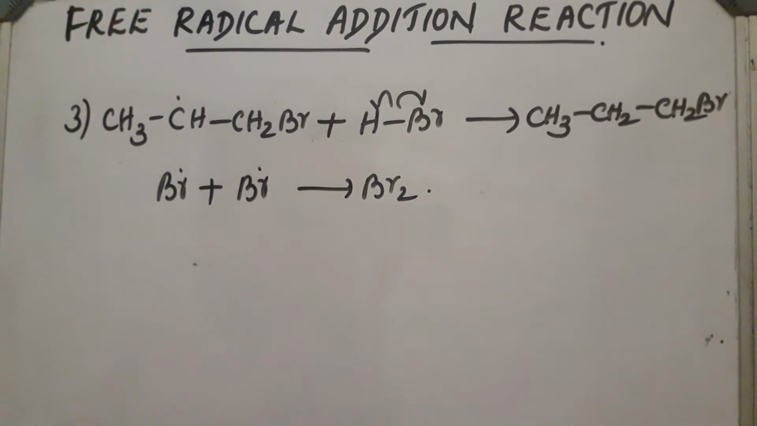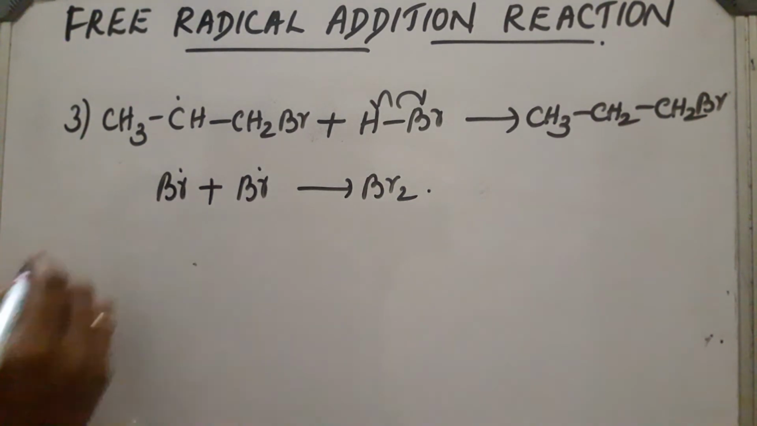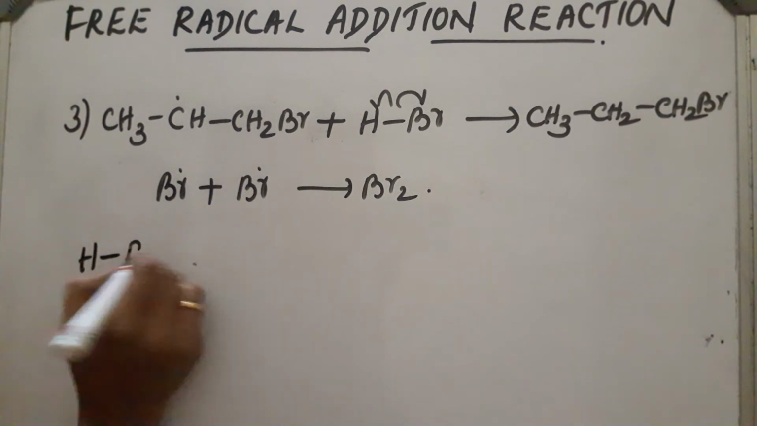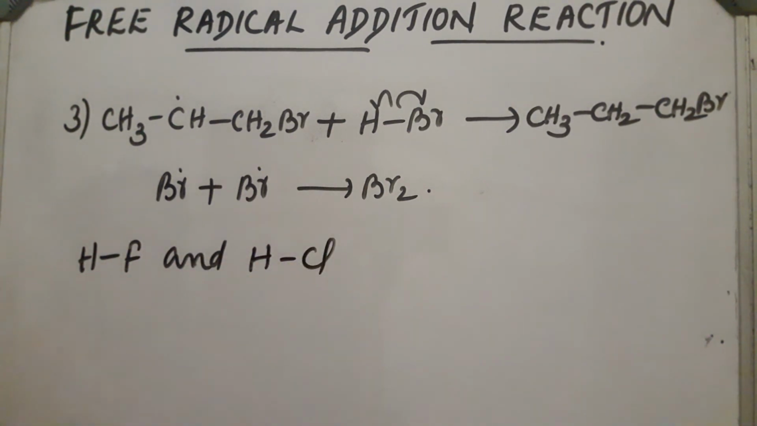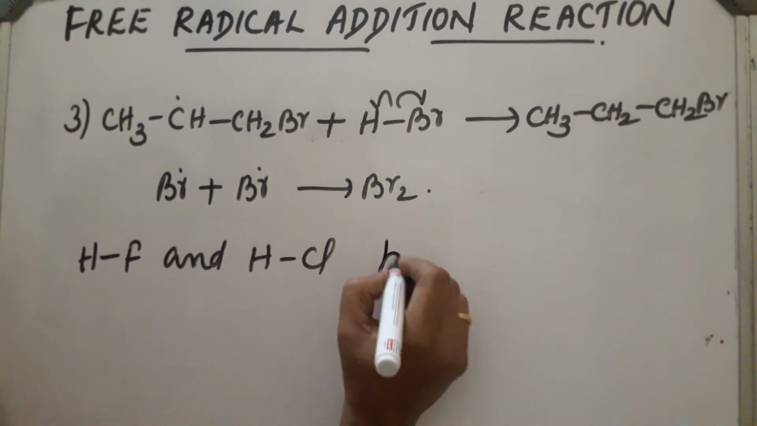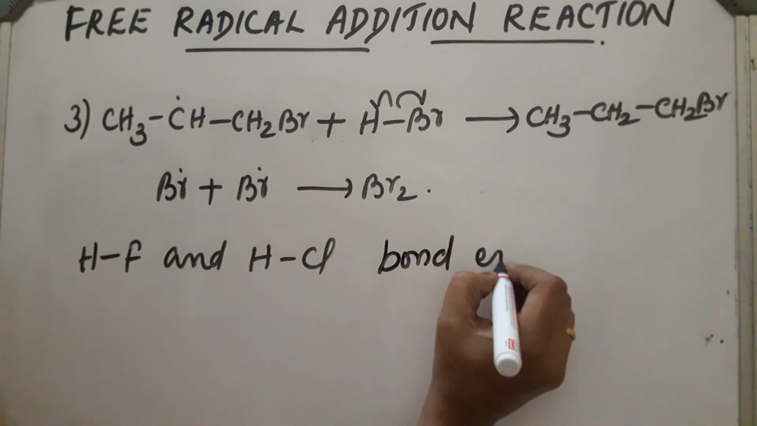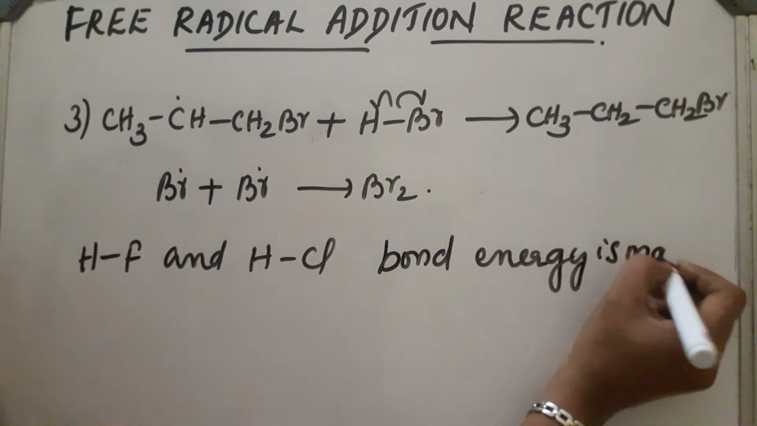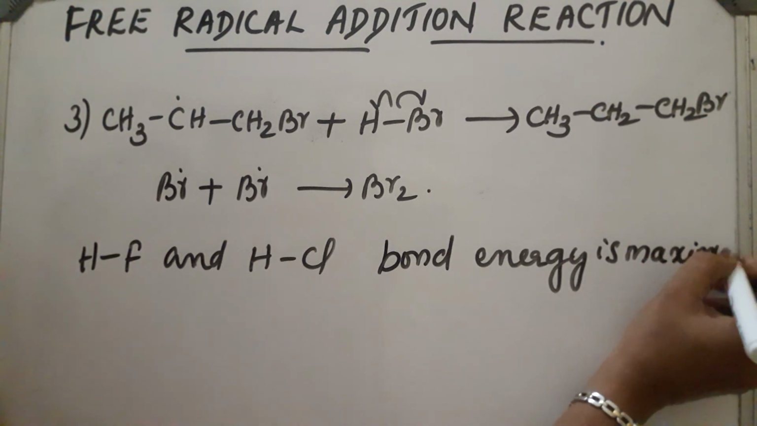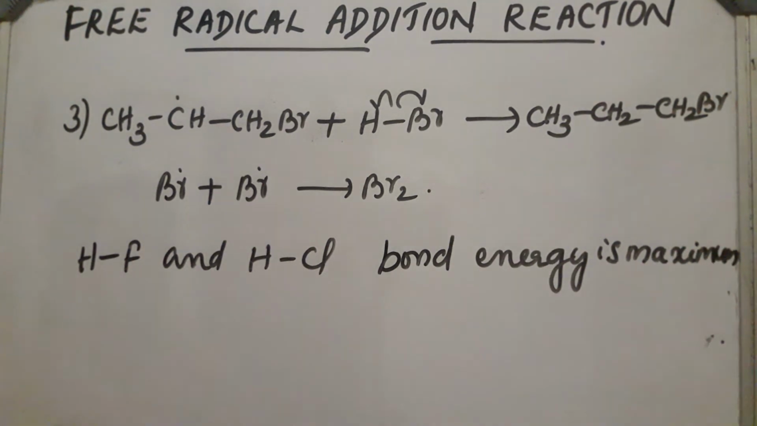Now, in the case of HF and HCl, the reactivity is very low because the cleavage will not take place easily, as the bond energy is very high. It is difficult to cleave and form the free radical. So in the case of HF and HCl, this free radical mechanism will not take place.